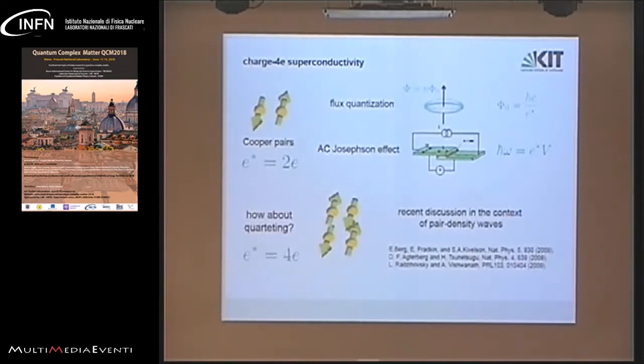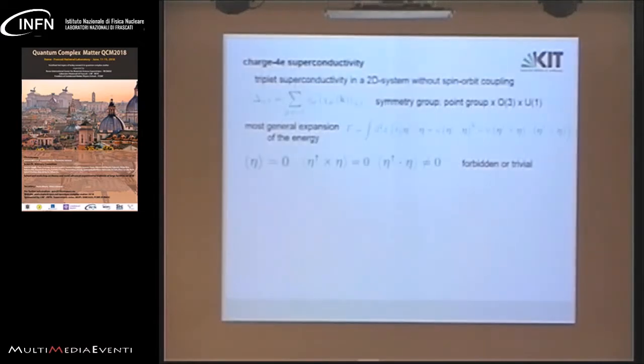And what you can also ask the question is then whether there could be a state that has charge 4e superconductivity. It has been discussed, it has been proposed, and mostly in the context of situations where you have so-called pair density waves, a density wave that interferes with the superconducting state and forms a new state of order. Beautiful stuff. What I'm proposing here is something completely different, very, very simple.